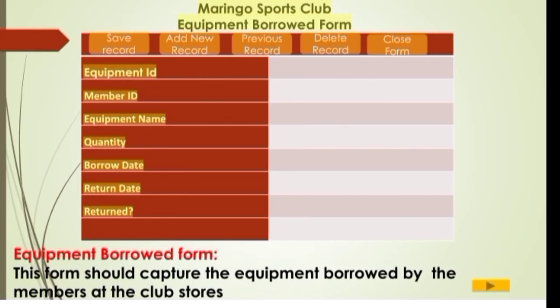Maringo Sports Club, equipment borrowed form, equipment ID, member ID, equipment name, quantity, borrow date, returned, save record, add new record, previous record, delete record, close form, equipment borrowed form. This form should capture the equipment borrowed by the members at the club stores.